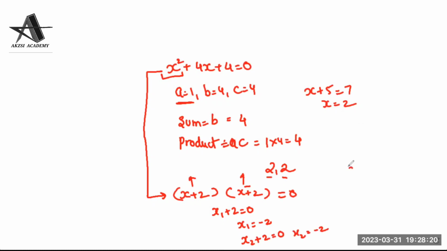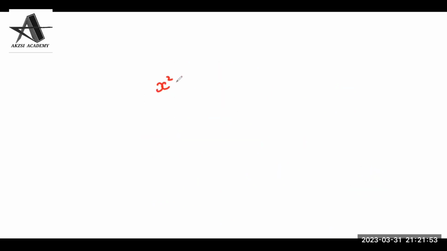So my two answers are, though they seem to be very similar because they are, but still we will write it as x1, x2 and negative 2 and negative 2. Now coming back to the one point that I was telling you, this is applicable only where a is equal to 1. There you can directly write this. But if a is other than 1, then this short trick you can't apply. Let me do some other questions.